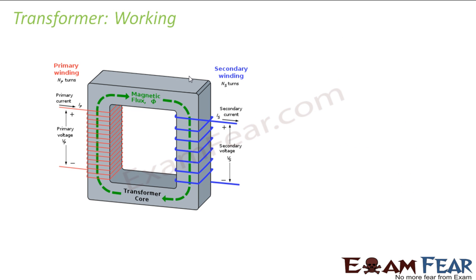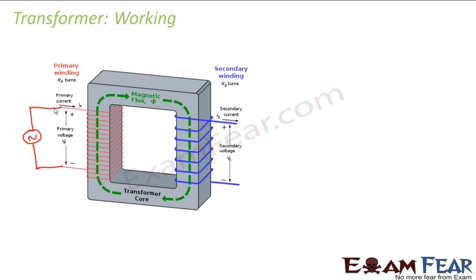Now let us look at the working of the transformer. So what we do is, towards this primary coil, we provide our input voltage. So this is the input. The source voltage is applied at this end, and what happens when the primary coil is connected to the AC source, alternating current is produced by this source.